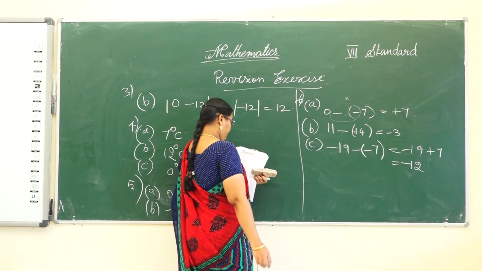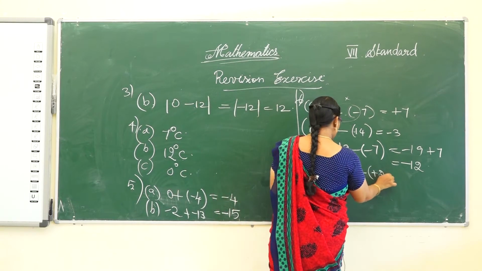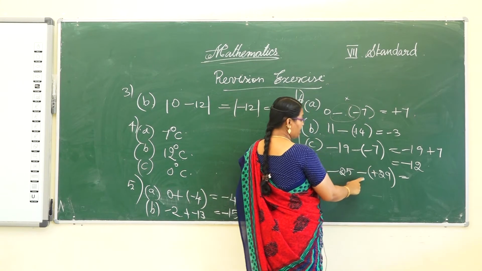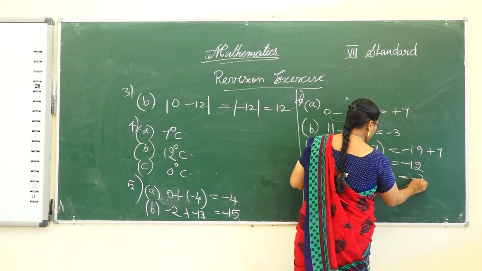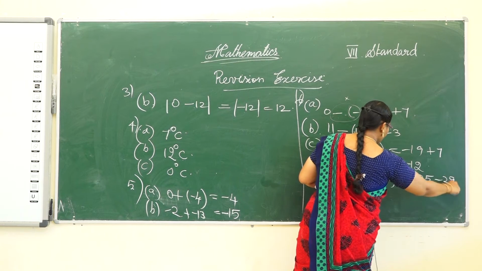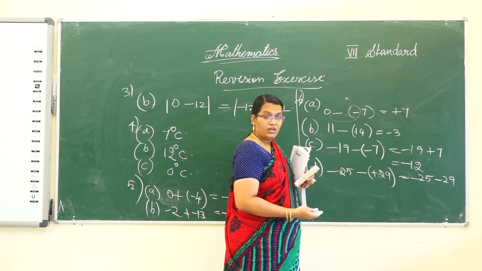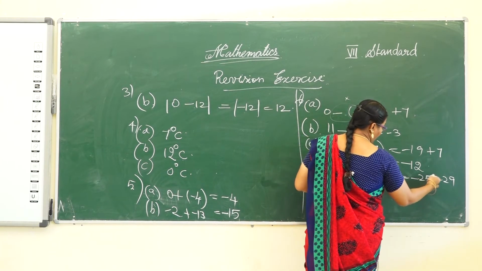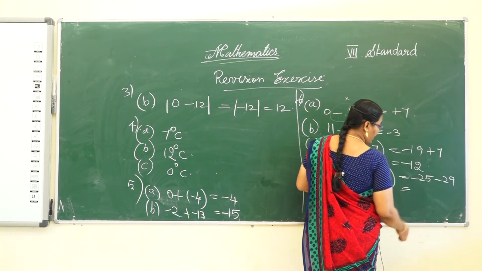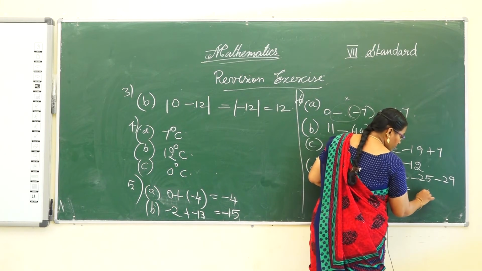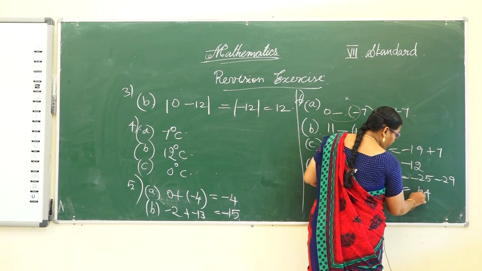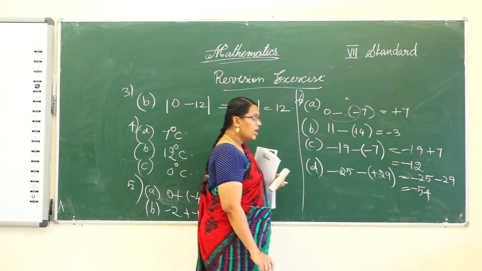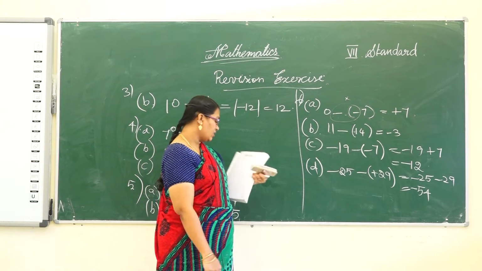And D, minus 25 minus 29. Minus into plus is minus, so minus 25 minus 29. Both have the same sign. So what do we do? Add and put the same sign. So add 25 and 29, which is 54. Both have the same sign, so put the same sign. So minus 54 is the answer for D.